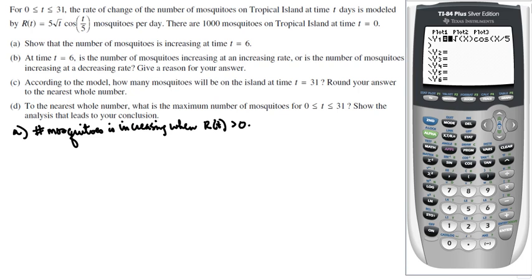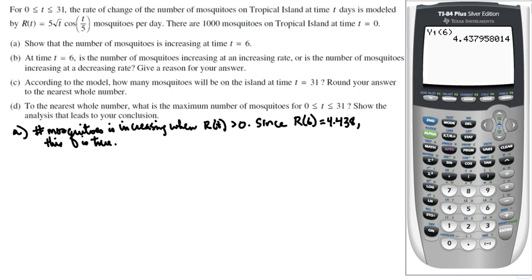So all I'm going to do for this is go to the main screen, and I'm going to vars, yvars, function, y1, and evaluate that function at time t equals 6, and I get 4.438. And I state that since r of 6 is 4.438, this is true. That is, that the number of mosquitoes is increasing at that time.